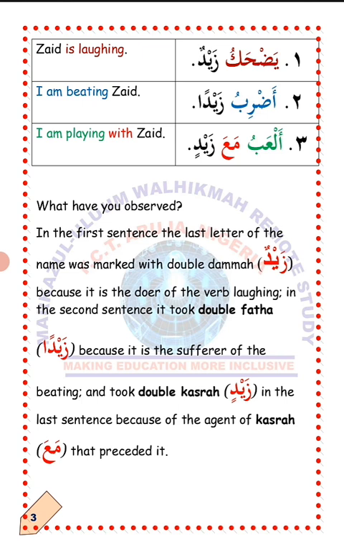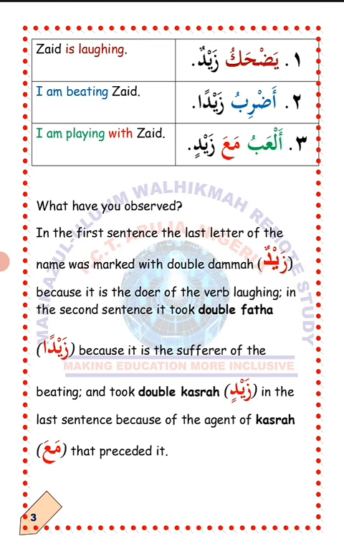So the reason why the last letter of the name Zaid is taking double Fataha here is because Zaid is the sufferer of the action. The action is being done to Zaid. Zaid is not the one doing it. So Adribu Zaidan, I am beating Zaid. I'm the one beating him. So he is the sufferer. So the only sign that indicates that Zaid is the sufferer of the action of beating is for the Fataha to appear, either single Fataha or double Fataha on the last letter.